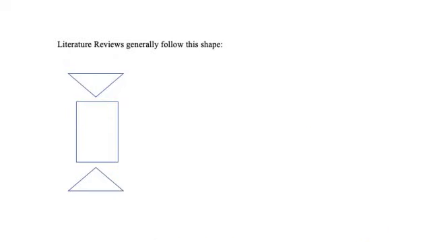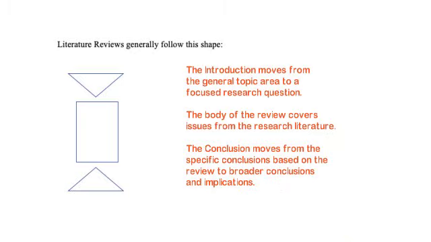So literature reviews generally follow this shape with an inverted pyramid, a rectangle, and a pyramid at the end. And the shape generally is where the introduction moves from a general topic into a focused research question. Then we see the body of the review as it covers issues from the research literature. And then from the close findings of that study, the conclusion moves out to review broader conclusions and implications. So it goes from the more general to the specific, a review of the literature from the specific review back out to the general again.